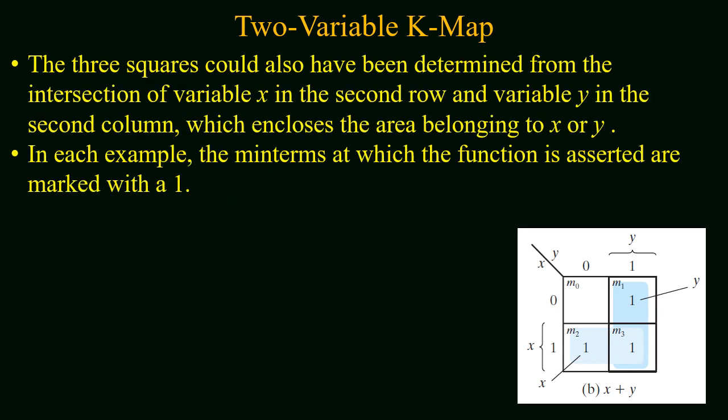The three squares of the function x plus y could also have been determined from the intersection of variable x in the second row and the variable y in the second column, which encloses the area belonging to x or y. In each example, the minterms at which the function is asserted are marked with 1.